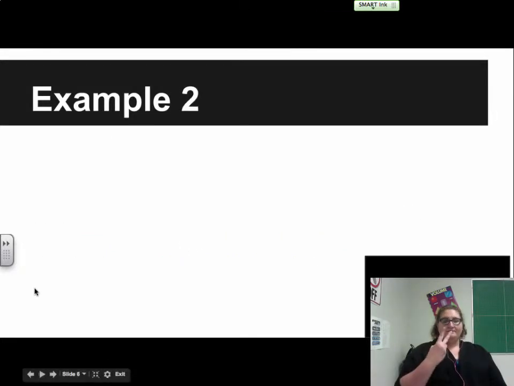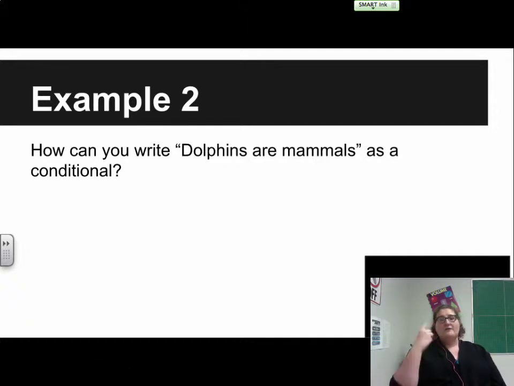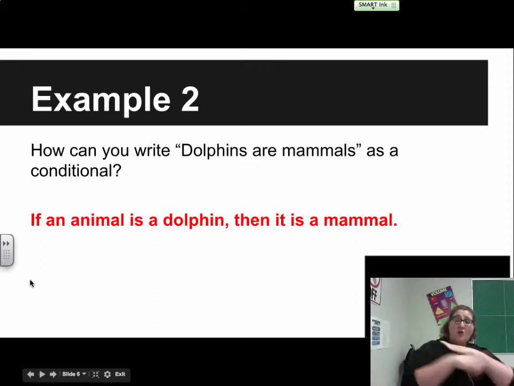Example 2. How can you write dolphins are mammals as a conditional? Meaning, how can you write dolphins are mammals in if-then form? Okay, so we could say if an animal is a dolphin, then it is a mammal. Now, we have to add some words to make the sentence make sense. So if an animal is a dolphin, then it is a mammal.